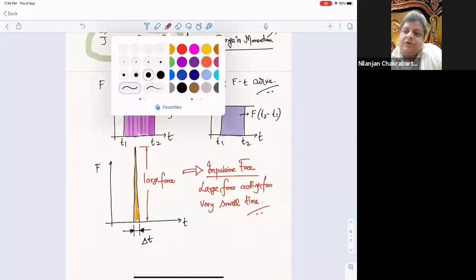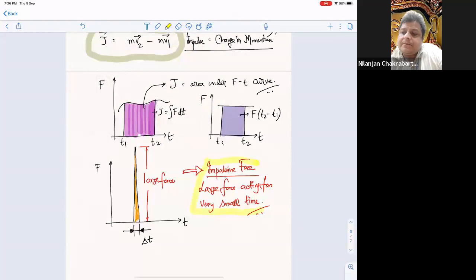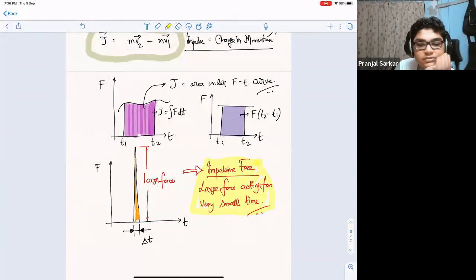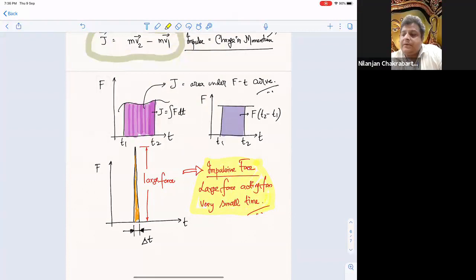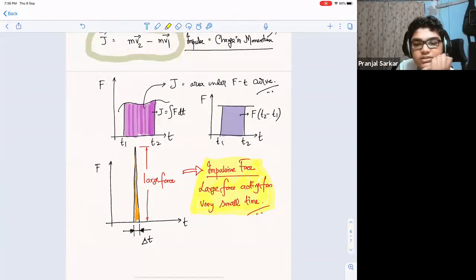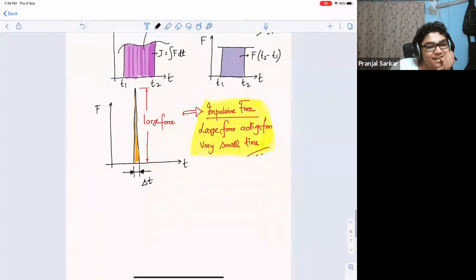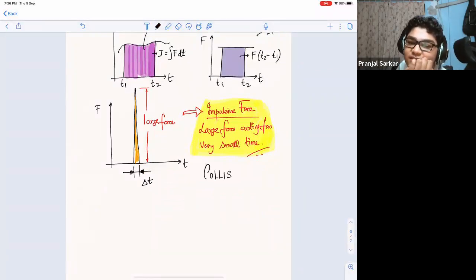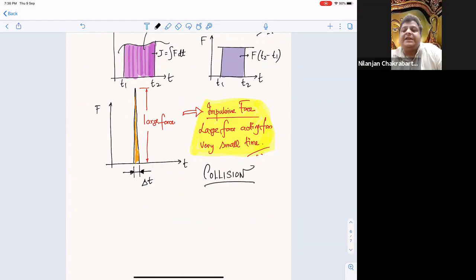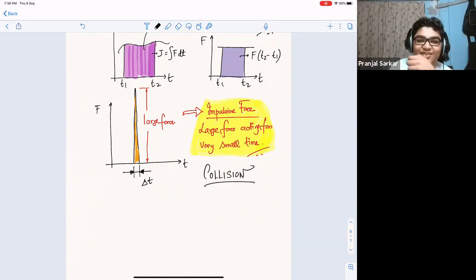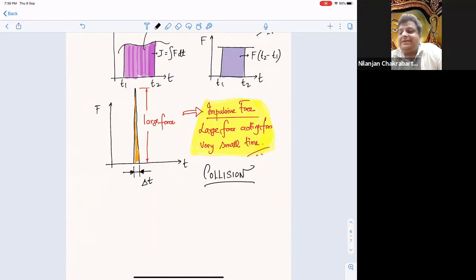Where do you see these impulsive forces? Sir, crash. Where are such forces seen? Crash, yes. Crash means any two objects colliding: a large force acting for a short time. Collision, like an elephant going and breaking a wall, a large force acting for a short time. Collision, slapping someone.